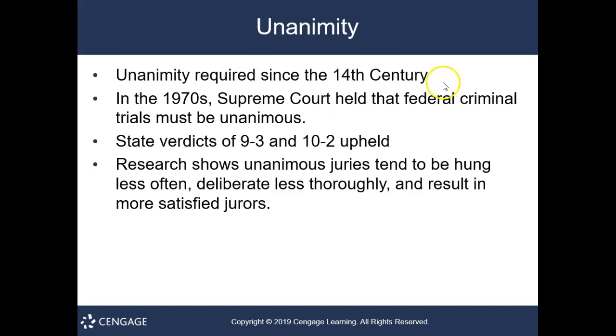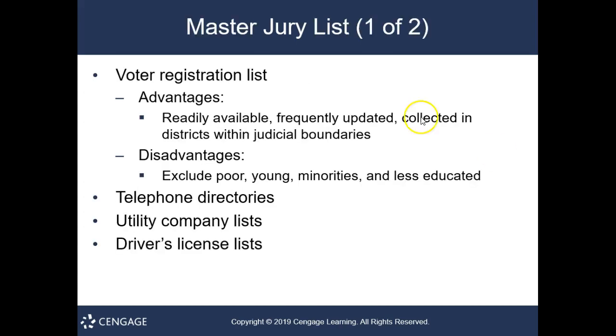Unanimity was required since the 14th century, but in the 1970s, the Supreme Court held that federal criminal trials must be unanimous, but state verdicts of 9-3 and 10-2 have been upheld. Research shows unanimous juries tend to be hung less often, deliberate less thoroughly, and result in more satisfied jurors, which is interesting. But it means that you get to a verdict, because one thing that juries don't like is spending a lot of time working very, very hard, going back and forth, and then not get to a verdict.